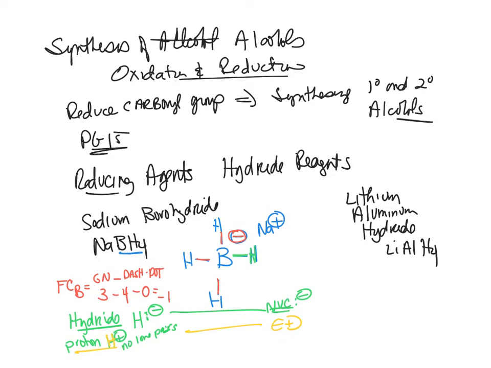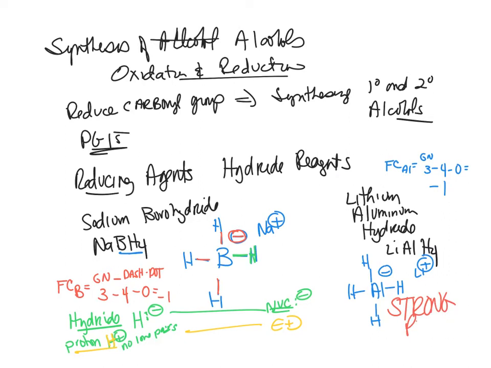Lithium aluminum hydride is also in group 3, and it forms 4 bonds with a negative charge and then a lithium positive. You can do the formal charge of aluminum. Aluminum has group number 3 minus 4 minus 0, so it's also a -1. Now I'm going to tell you, this is a very strong, very powerful reducing agent. In fact, if you get lithium aluminum hydride around alcohols or water, it can cause a fire. It can be very dangerous.